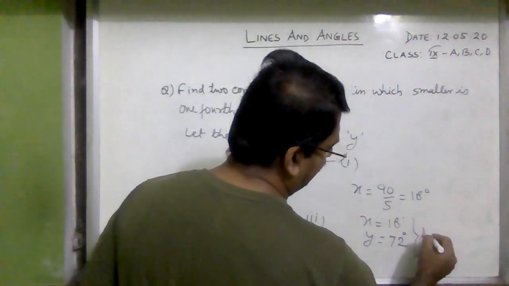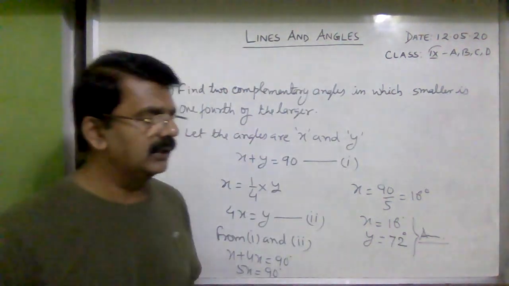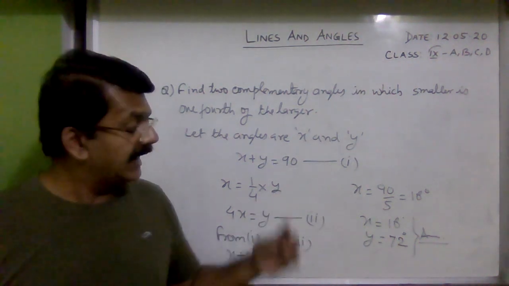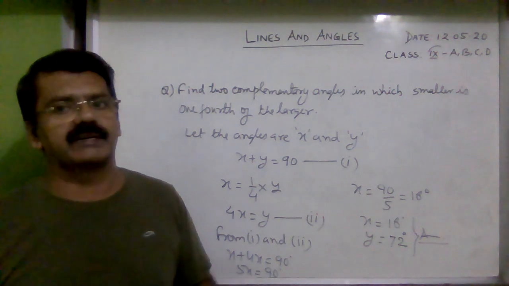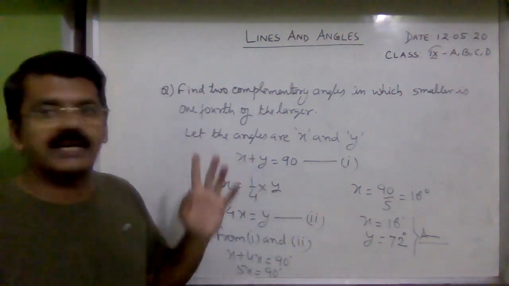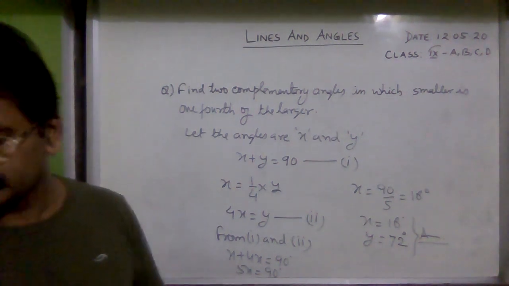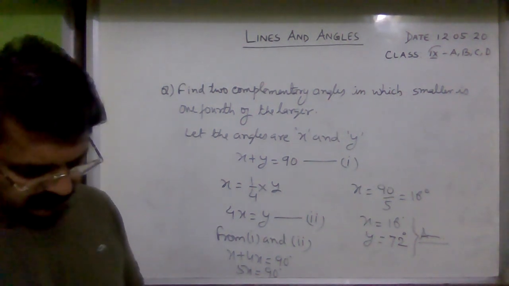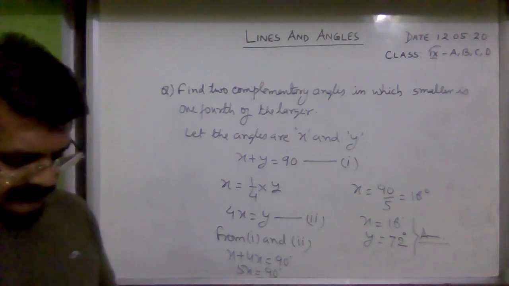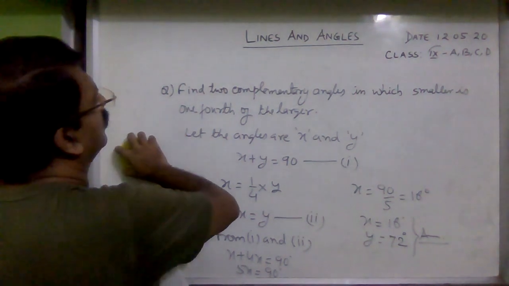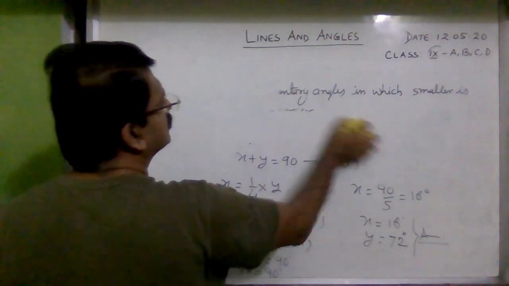The angles are 18 and 72. You can see they are complementary also because their sum is 90 and 18 is 1/4 of 72. That means the second condition is also fulfilled. Is it clear? Now we will do one more example.